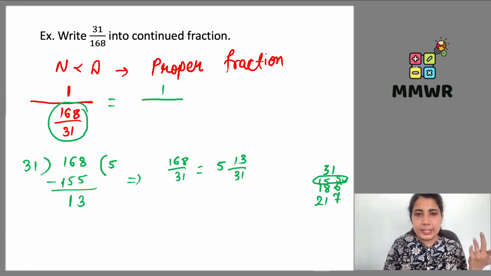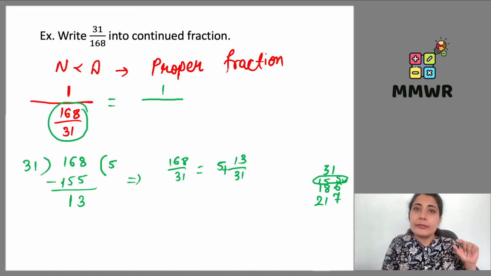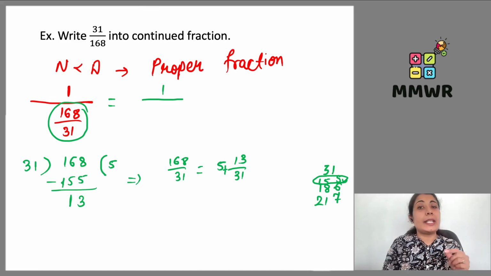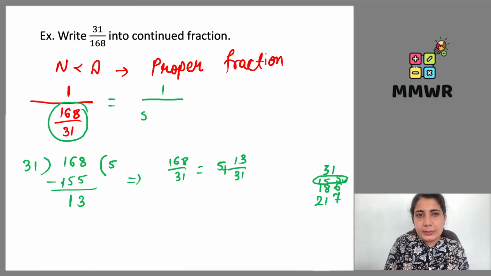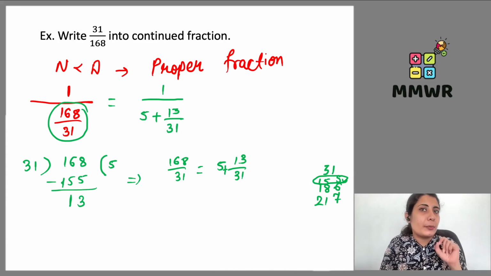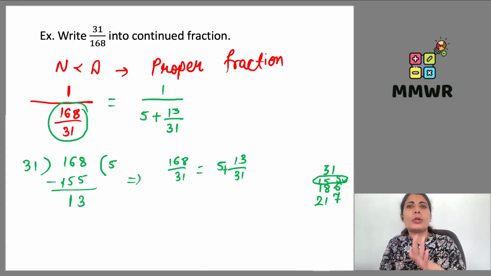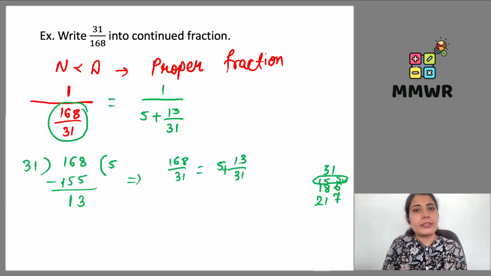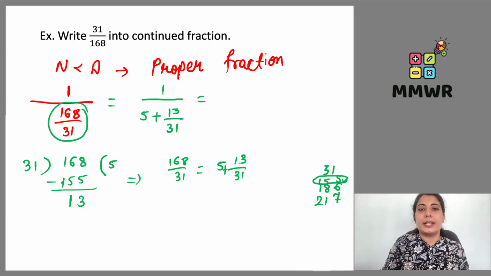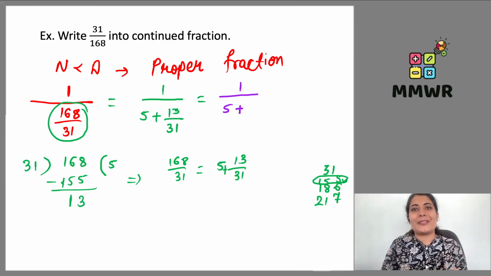We have seen in the fraction problem, this 5 and 13 upon 31 can be written as 5 plus 13 upon 31 also. So I am writing 5 plus 13 upon 31. This was an improper fraction in the denominator of 1, which is 168 upon 31. We simply converted it into the mixed fraction, which gave us 5 plus 13 upon 31. Now, in the next step, we will be getting 1 upon 5 plus 13 upon 31.